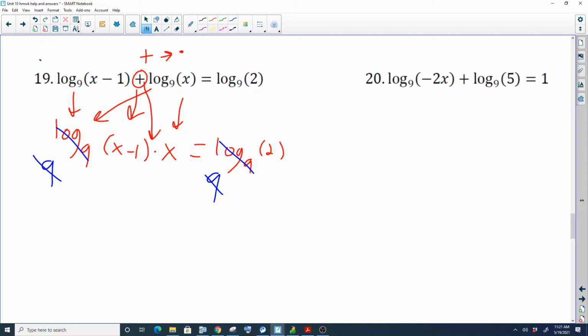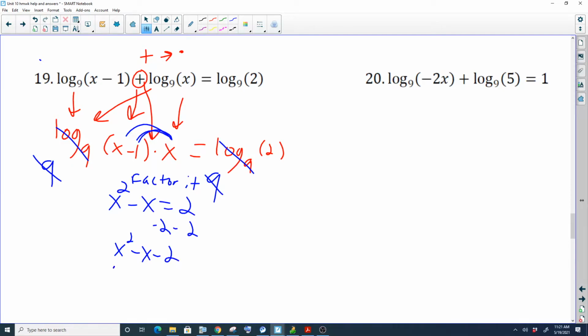Ooh, distribute the x through because multiplication. So we get x squared, and then x times negative 1 is a negative x, equals 2. Ooh, 2 solutions. Going to have to get everything on the same side and factor it. So we're going to minus 2 over to here. So we get x squared minus x minus 2. And that is going to factor into x and x, and then 2 times 1, because factors of 2 is just 2 times 1. And then remember the negative goes with the bigger number to keep it negative. And so we get 2 solutions.